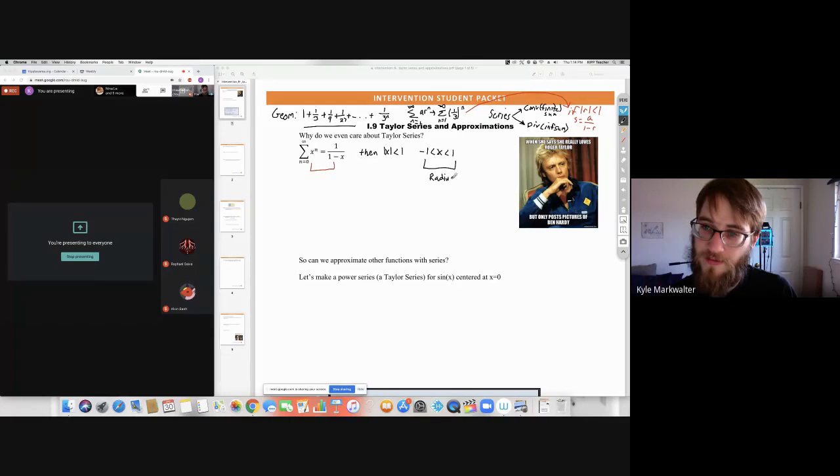This is the set of numbers for which this power series will converge to a finite sum. Again, this is the set of numbers for which this power series will converge to this finite number, whatever 1 over 1 minus x is. We call this the radius of convergence.